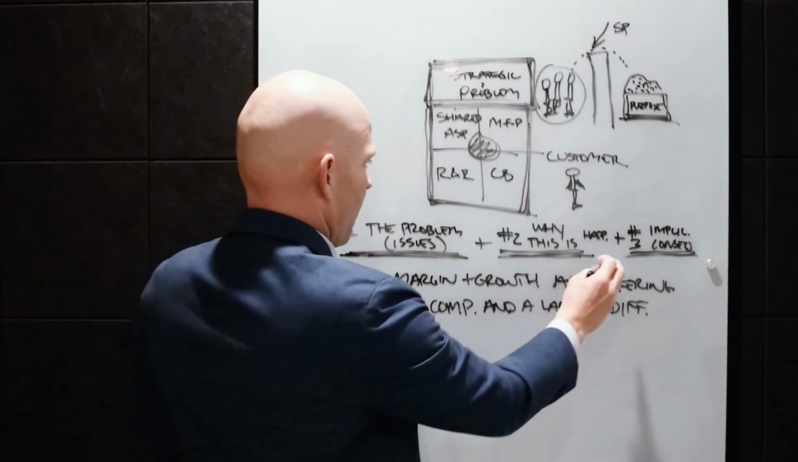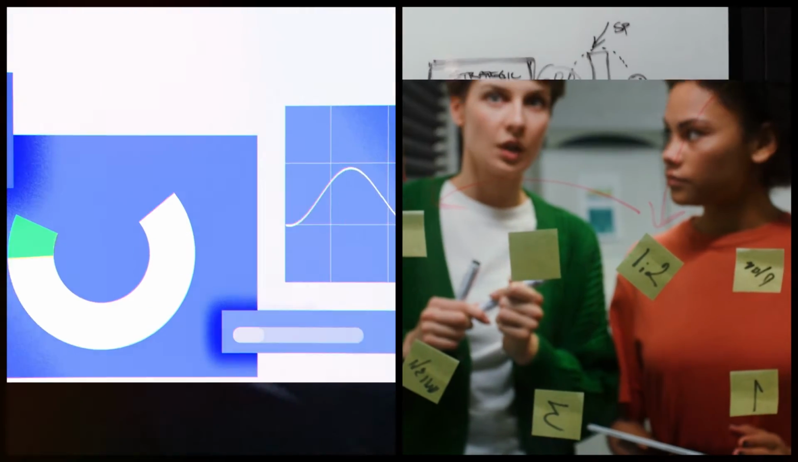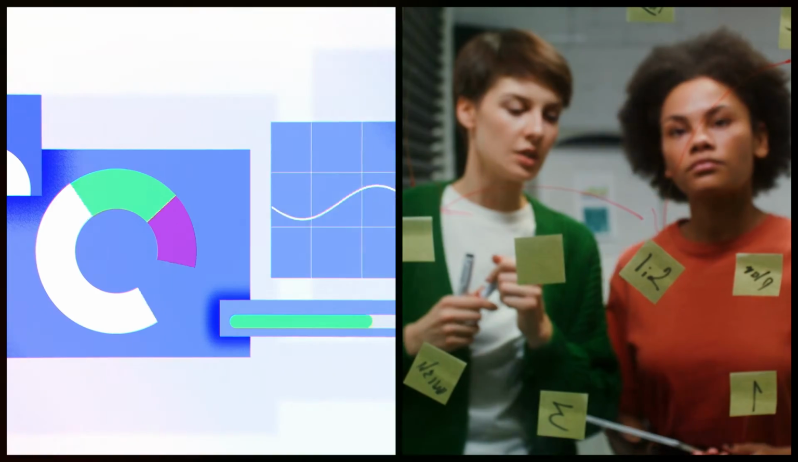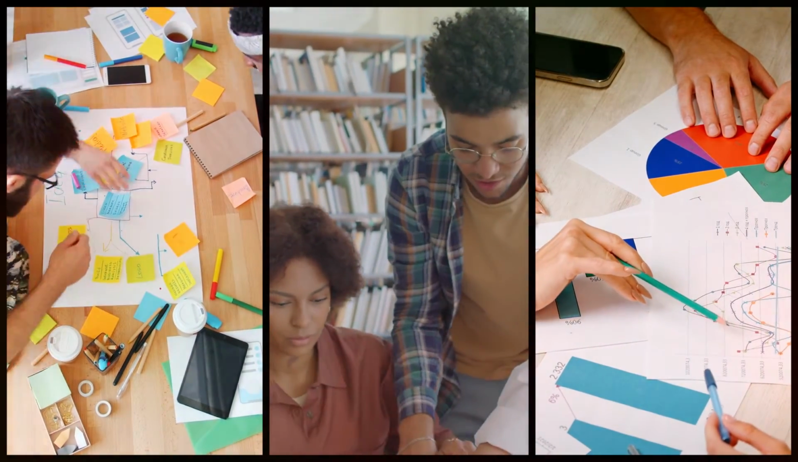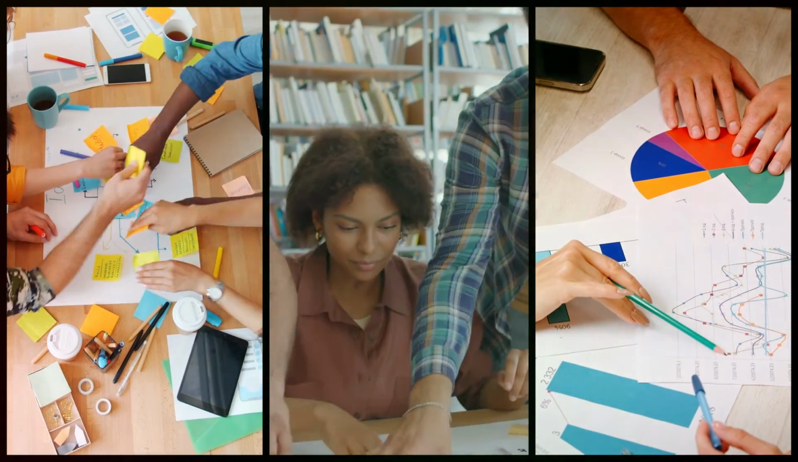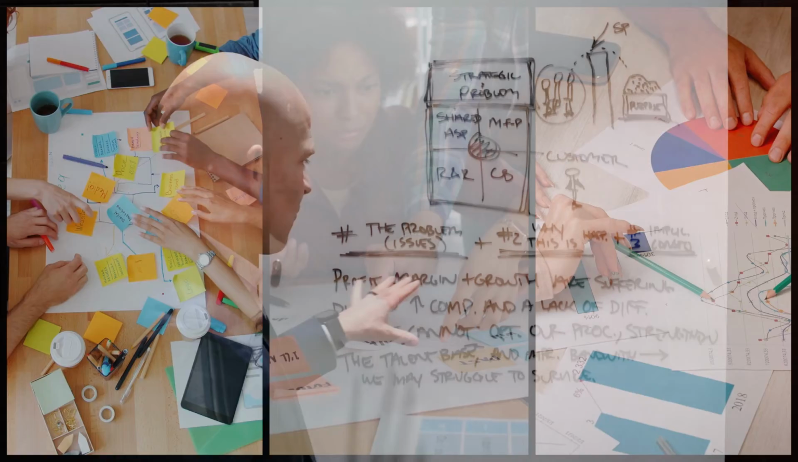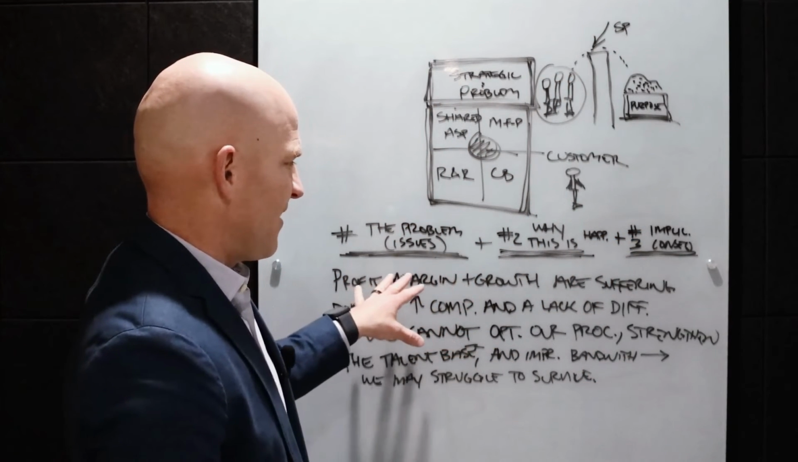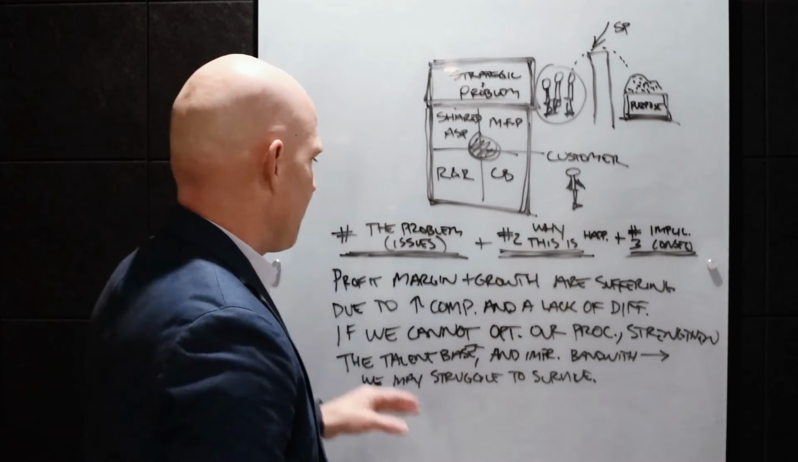Now, here's the third part, the implications, the consequences. If we cannot optimize our processes, strengthen the talent base, and improve bandwidth, then we may struggle to survive. I wanted to write this down on the board so I can break this down for you and you understand how it combines back into these 3 parts.